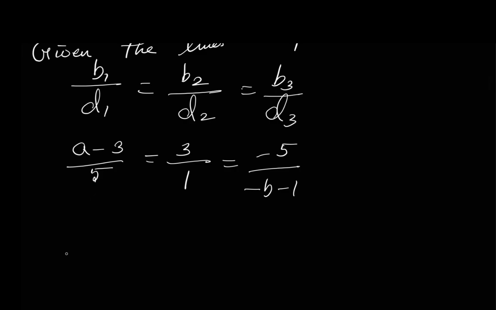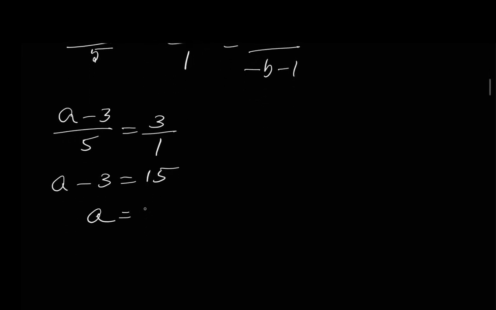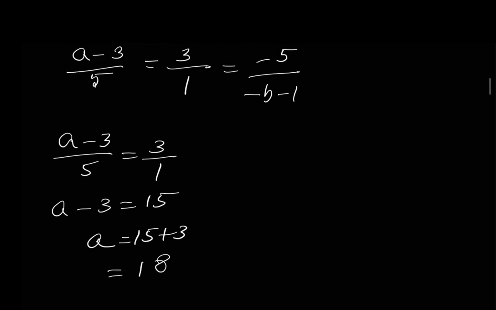Take the first two ratios. a minus 3 by 5 is equal to 3 by 1. Cross multiply: 1 into a minus 3, 5 threes are 15. So a is equal to 15 plus 3, which is 18.